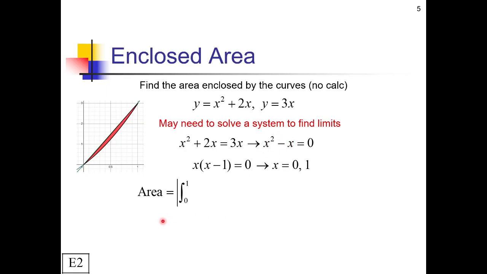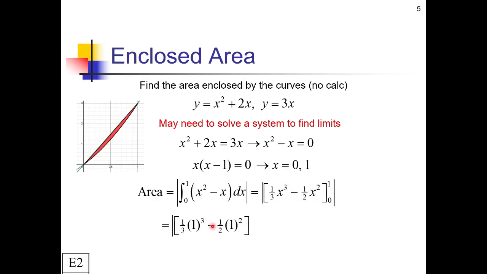So I'm going to do the absolute value of the integral from 0 to 1 of x squared minus x dx. And now, taking my antiderivatives on this, x squared bumps up to a 3 and we divide by that, so we've got 1/3 x cubed minus 1/2 x squared, and we're integrating that from 0 to 1. So I've got all this stuff with 1 plugged in minus all this stuff with 0 plugged in.